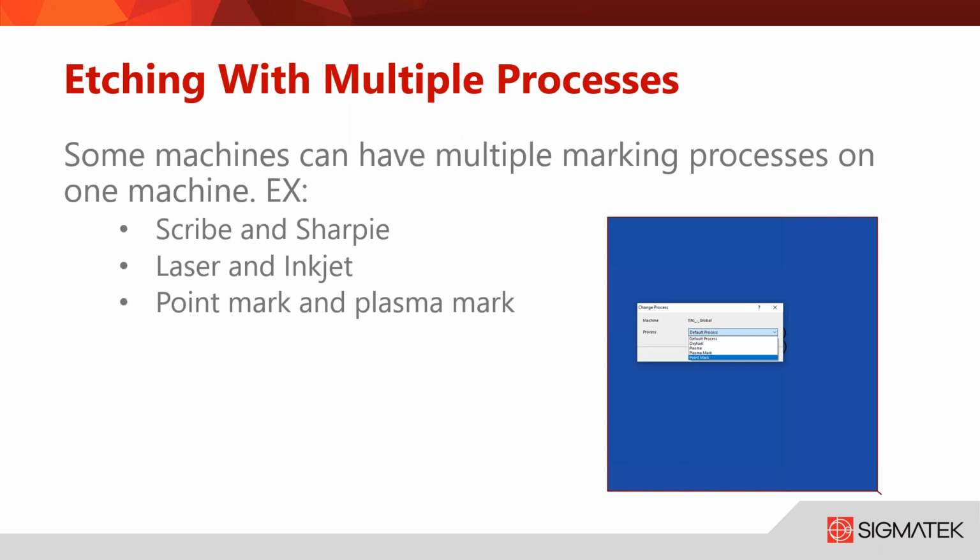Basically, this is just giving the machine the ability to have multiple ways to etch one part. Depending on, let's say, if you're using the scribe or the Sharpie, if you don't want to actually etch into the part, you can write onto the part with a Sharpie.